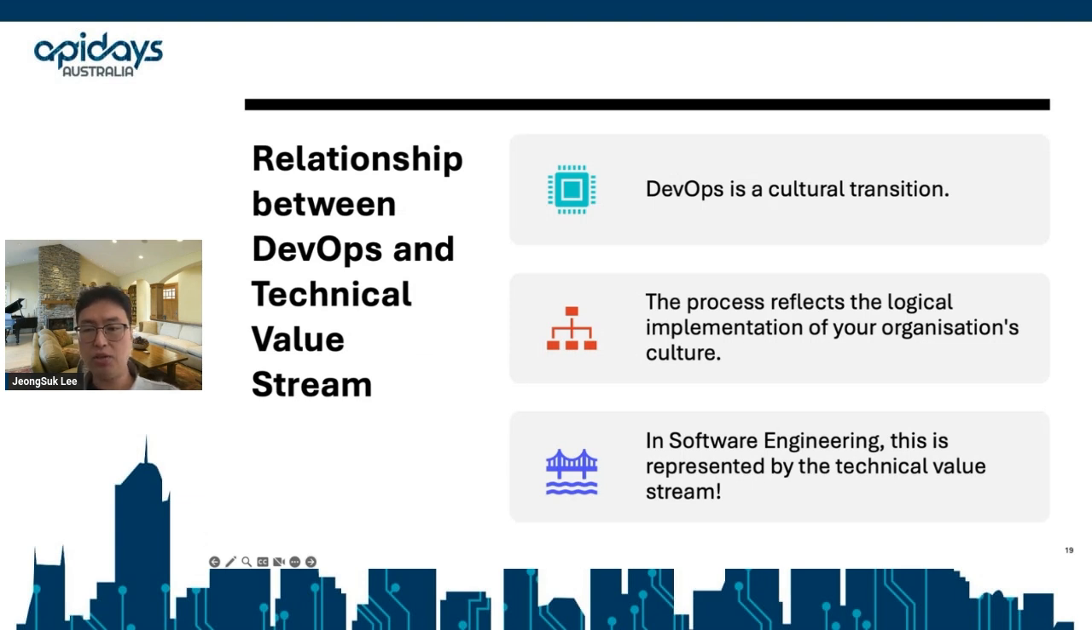Technical value stream is key to measuring lead time for changes, so I'd like to explain the relationship between DevOps and technical value stream. A lot of cloud or consulting companies say that DevOps is a cultural transition. When I worked as a DevOps consultant, I also continuously emphasized that DevOps is a cultural transition. A company's workflow reflects the logical implementation of their culture and melds the culture into each process. In software engineering, this is represented by the technical value stream, and nowadays it runs on top of agile culture.